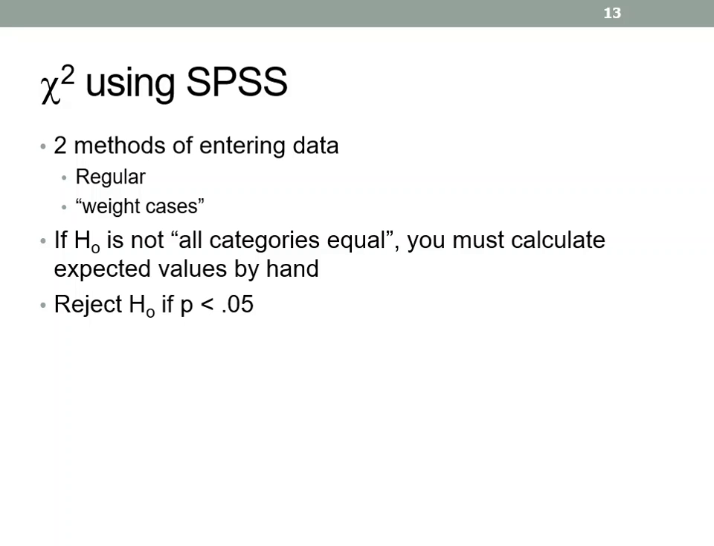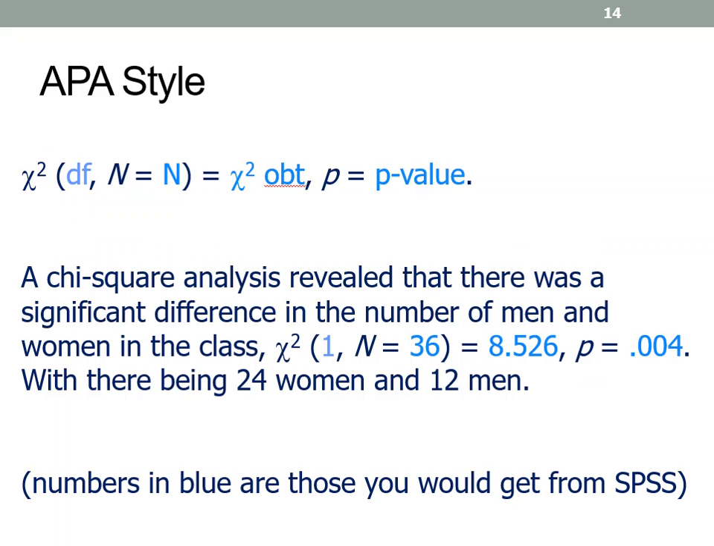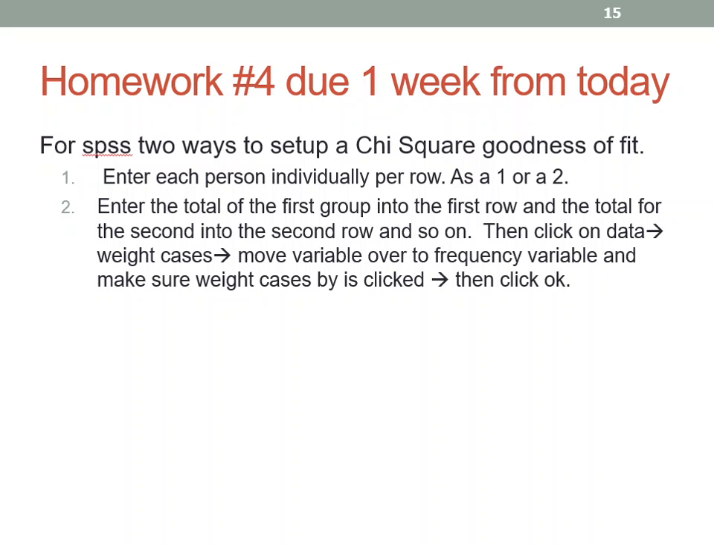We'll go through how to do this in SPSS, but there are 2 methods. Regular, where you enter in 1, 1, 1, 1, 1, 2, 2, 2, 2, or you can do what's called the weight cases method, which we'll cover in class. Here is the APA style, and we just enter the information. Degrees of freedom, chi-squared obtained and p-value are all available through SPSS. And homework will be due 1 week from when we're done with this class. Here is how to specifically walk through step by step how to do your weighted cases.